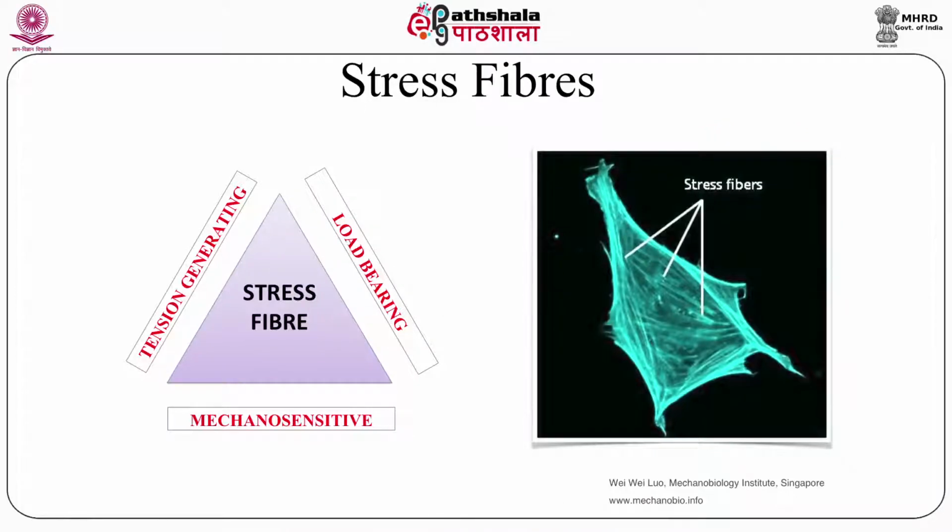The term stress fiber was initially coined to suggest that these structures appeared due to the effects of tension on cytoplasm. Shown here is a mouse embryonic fibroblast which is labeled with F actin. The cell is imaged using confocal microscopy at 60x magnification, and the false color cyan is used for the ease of interpretation. You can appreciate microfilaments crossing the body of the cells and are also present at the peripheral protrusions. These microfilaments are called stress fibers. So stress fibers are basically tension generating, load bearing, and mechanosensitive structures.